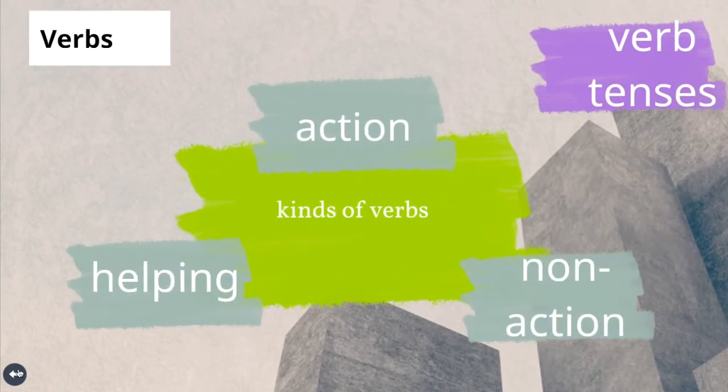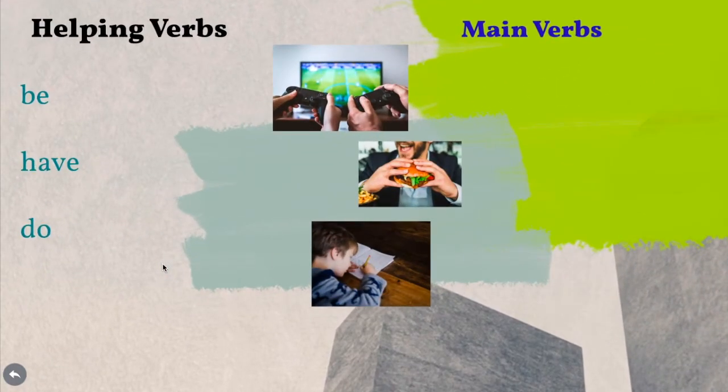All right, and the last category that I want to mention is the verbs that are called helping verbs. So we have helping verbs, and they do just like what they sound like they do. So they help other verbs. So there are many helping verbs in English, but three very common ones are be, have, and do.